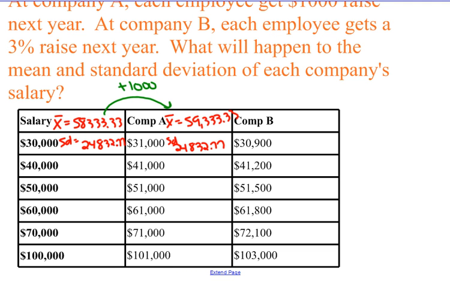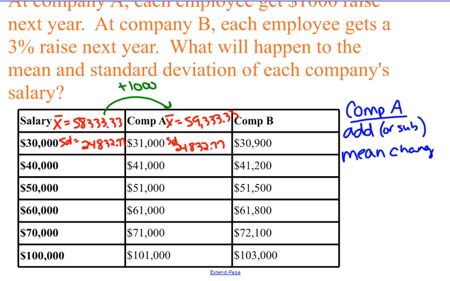So I think right now we could say for company A, and this would be a rule we can come up with, when you add, and really we're going to say or subtract, so when you add an amount, the mean changes by that amount. Standard deviation doesn't change. So that's what we just found out here. That's one of our properties for this. So that's what we found out from company A.